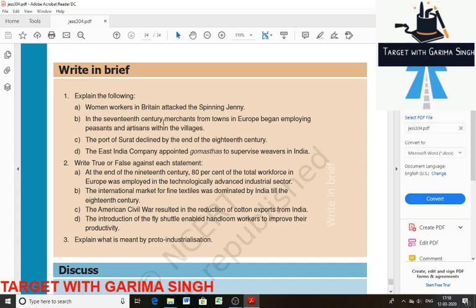In the 17th century, merchants from towns in Europe began employing peasants and artisans within the villages. The trade and craft guilds controlled the market, raw materials, employment, and also the production of goods in the town. This created a problem for merchants who wanted to increase production by employing more men. Therefore, they turned to peasants and artisans who lived in the villages.